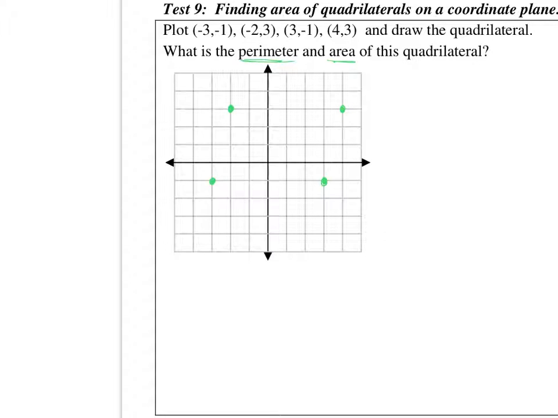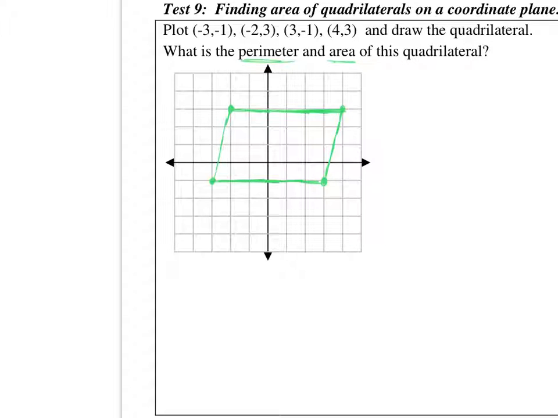So right there we have 4 dots, and then we want to make our quadrilateral. So we connect the dots and make a quadrilateral. And it looks like this quadrilateral is called a parallelogram. That looks like a nice, clean parallelogram. To find the perimeter and area, we have to choose one to start with. I'm going to start with area.